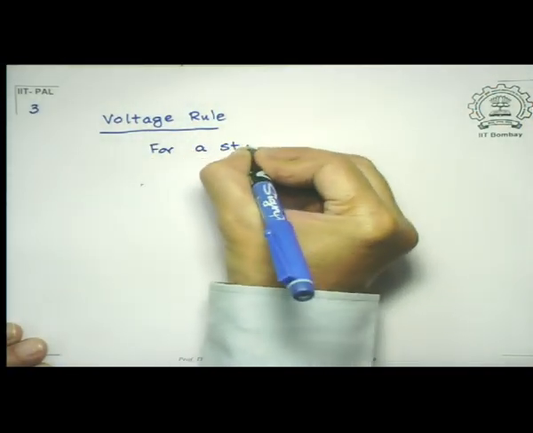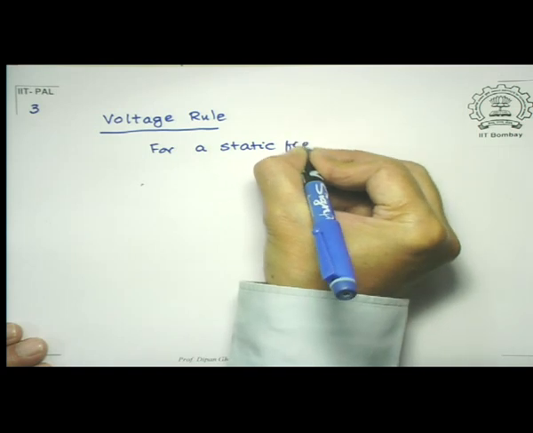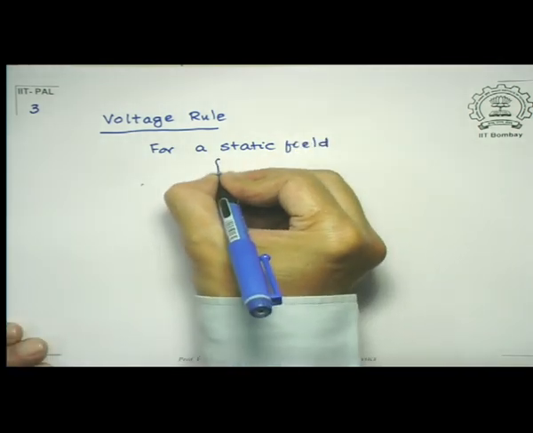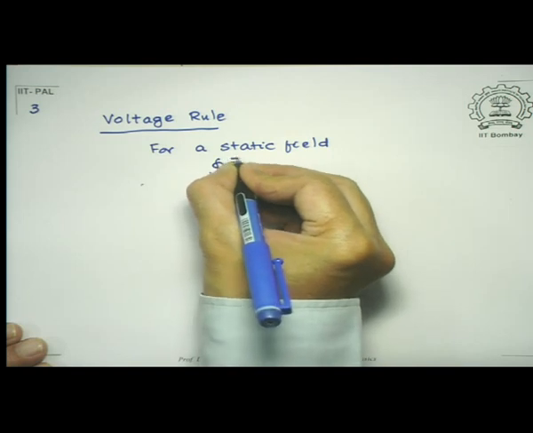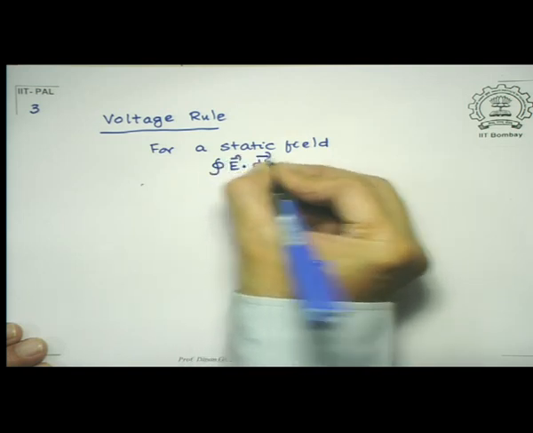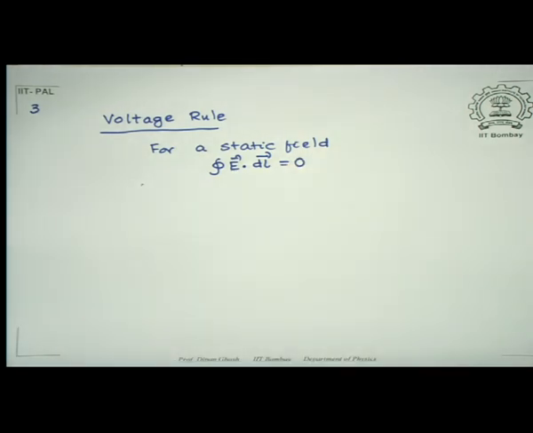It is the voltage rule which you have to be a little careful with, nothing so special, but you have to be a little careful. Basically, the origin of the voltage rule comes from the fact that for a static field, this we have repeatedly talked about, the closed integral of E dot dl is equal to 0. So the net EMF, if you recall, integral E dot dl was defined as my EMF. So the net EMF in a closed loop must be equal to 0.